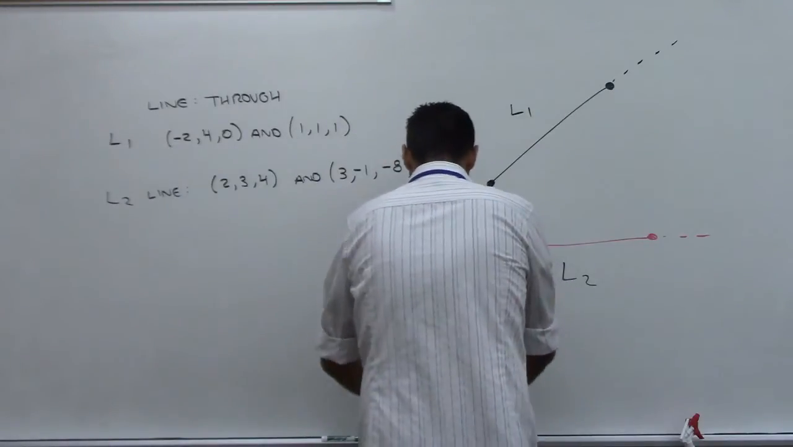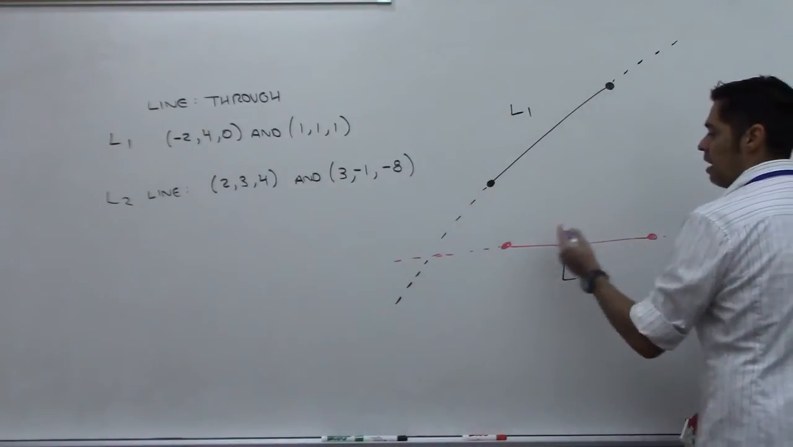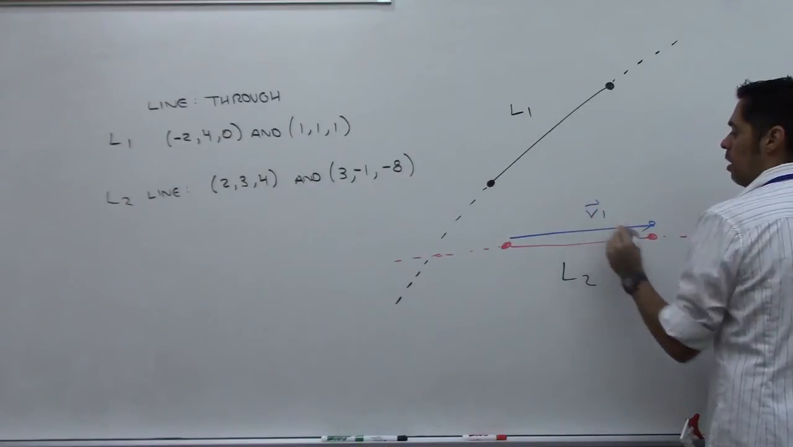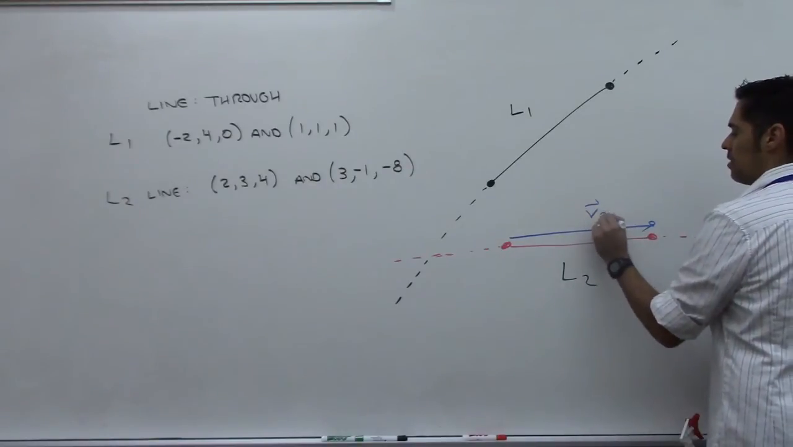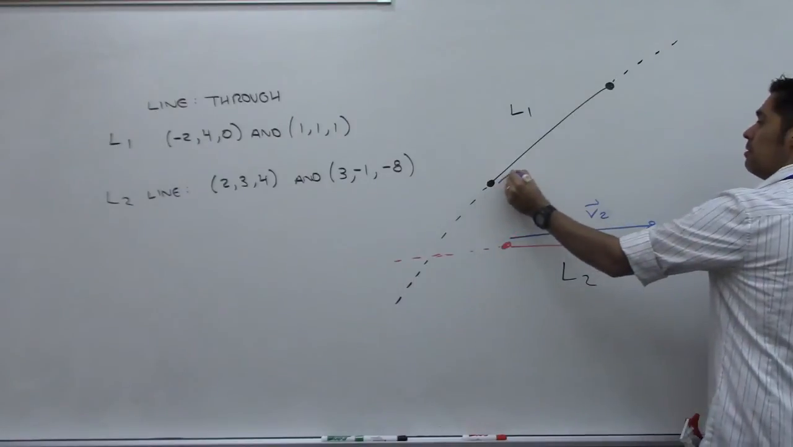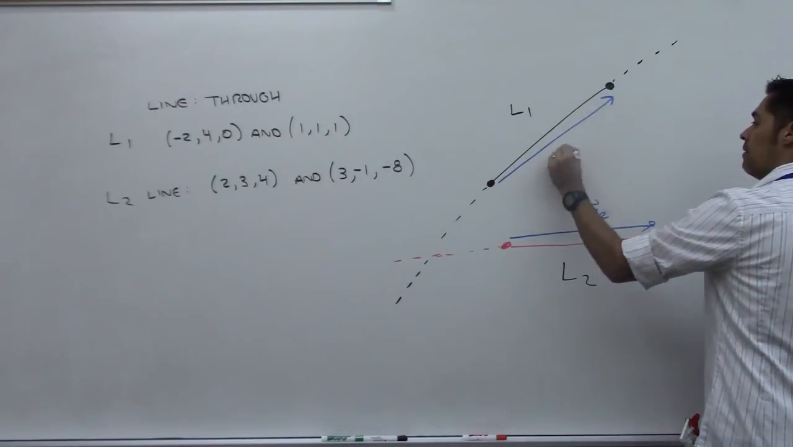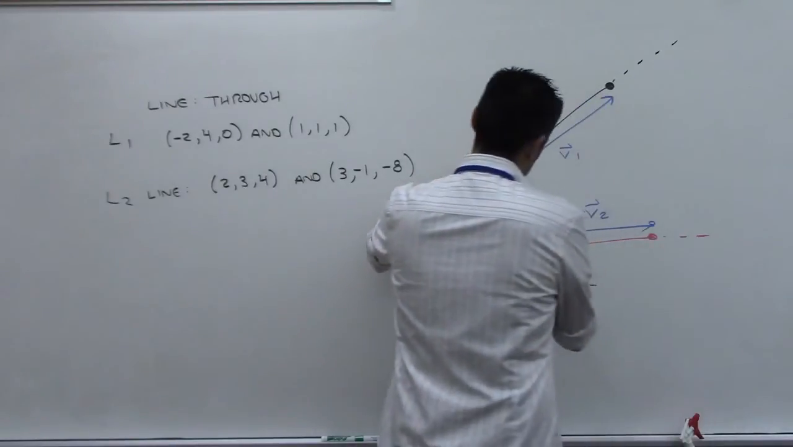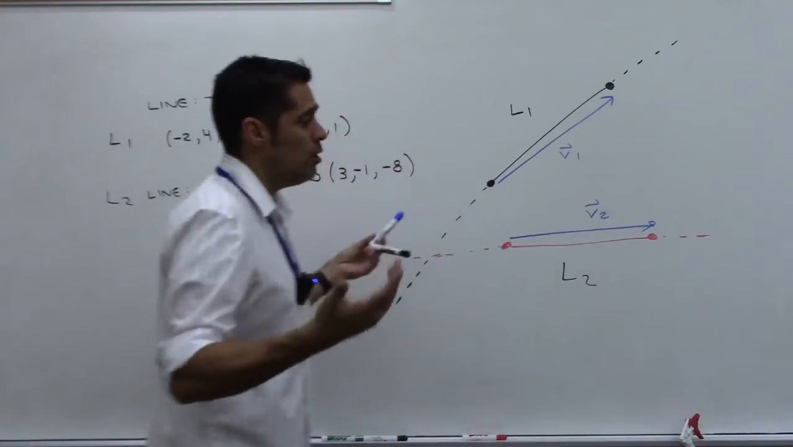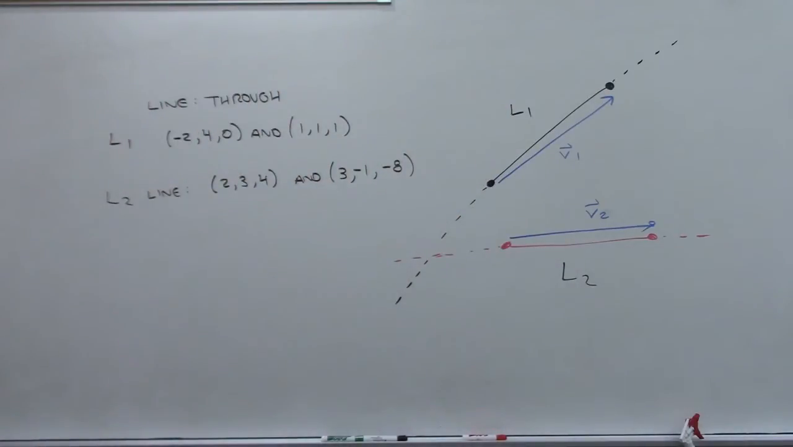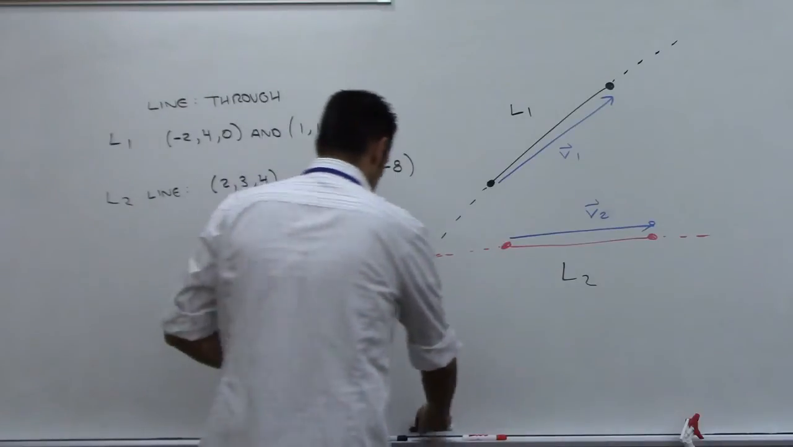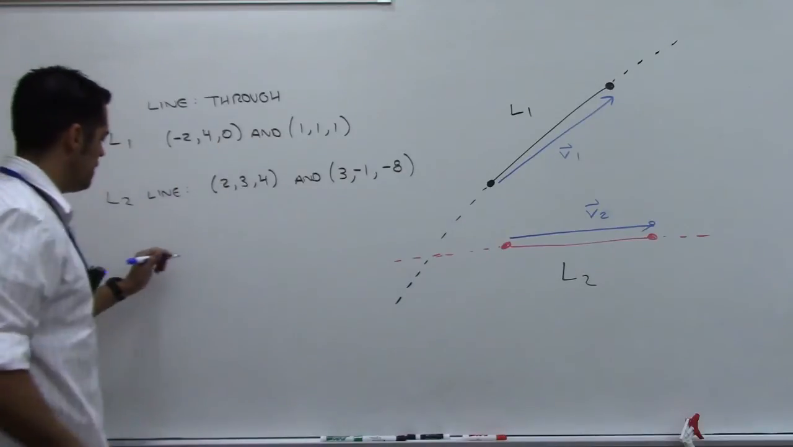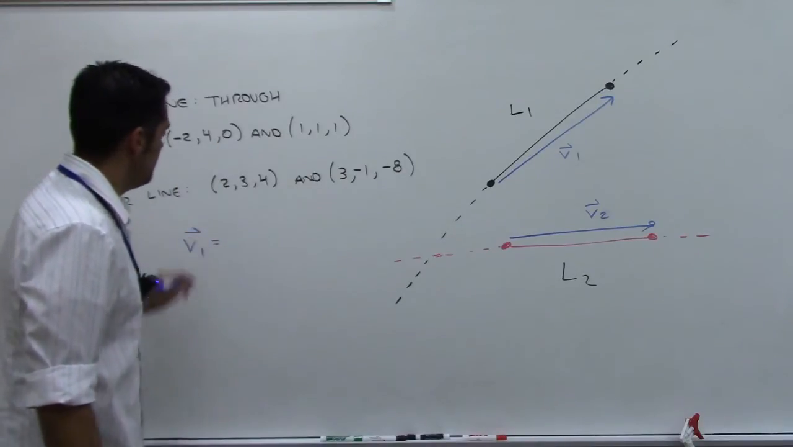If I find the direction of this line, I can just make a vector that connects those 2 points. I'll call that V2. That's the direction of the second line. And if I do the vector here to here, I call that V1, that's the direction of that line. If I bring these two together and take the dot product, I'll know whether or not they're perpendicular. So how do we get V1 and V2? This is pretty straightforward. For L1, to find V1, we just need a vector connecting these 2 points.